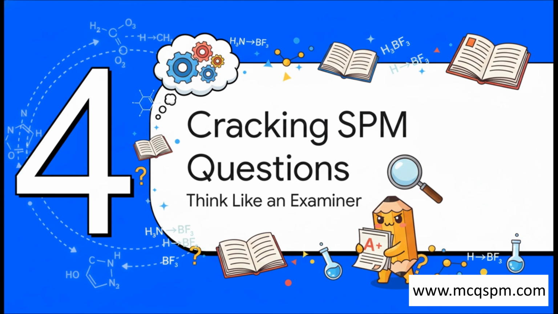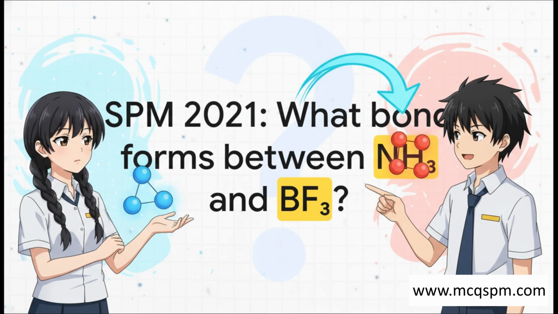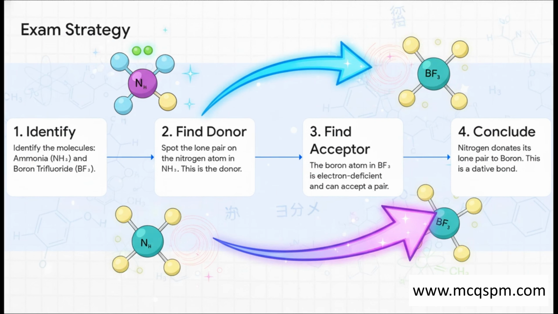Let's try to think like an examiner. All right, check this out. This is a real question from the SPM Kelantan paper in 2021. The diagram shows a reaction between ammonia, that's NH3, and boron trifluoride, BF3. The question is simply, what chemical bond is formed here? Take a good look at that diagram. What do you see?